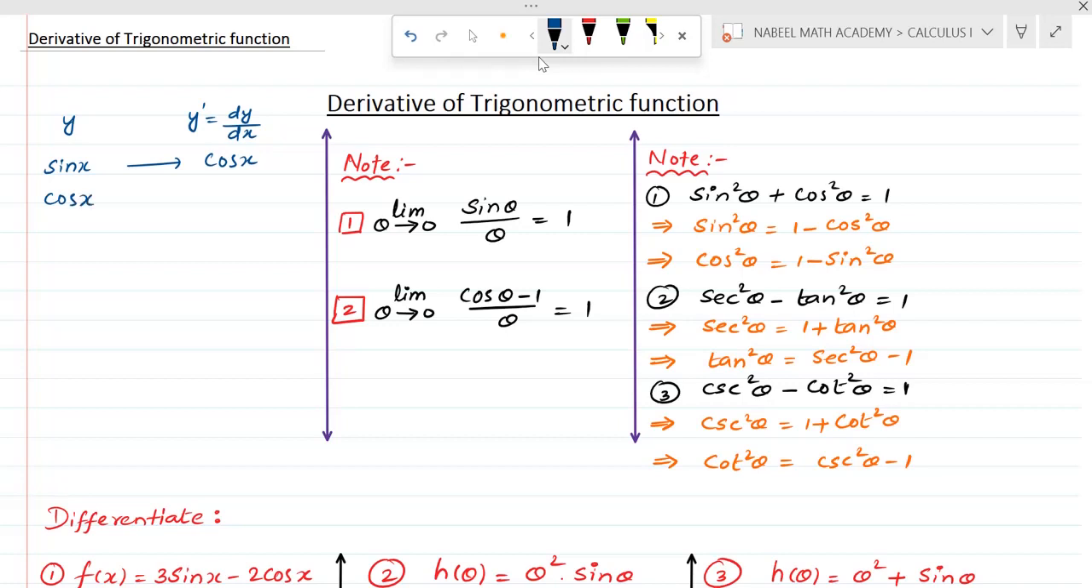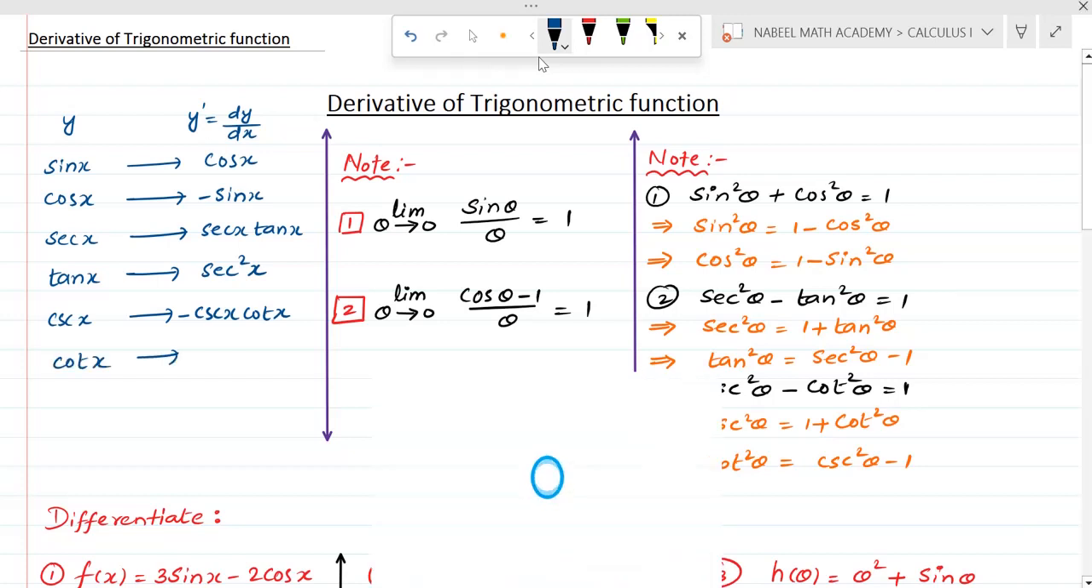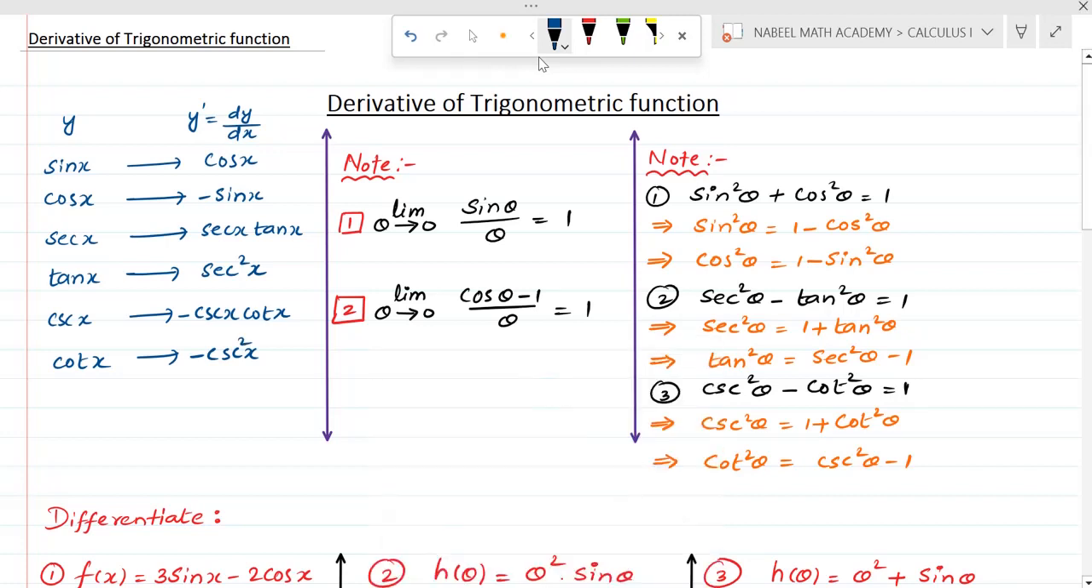The derivative of cosine x is equal to minus sine x, and then secant x. So here the derivative of secant is secant tan, and tan x, which is secant square x. Similarly, we will have a combination of cosec and cotan. Cosec gives minus cosec cotan, and cotan x gives minus cosecant square x. So these are the trigonometry derivative functions.